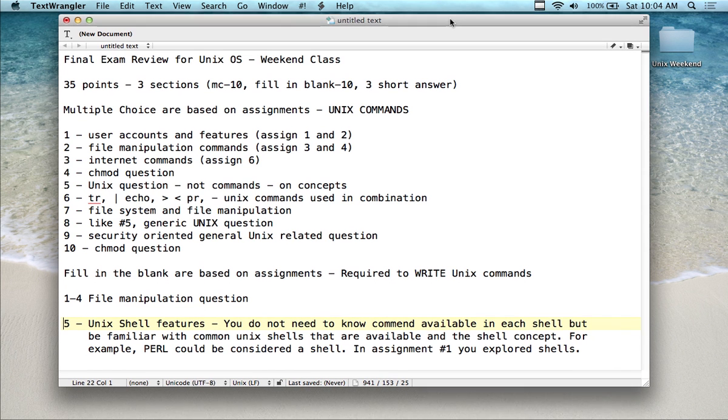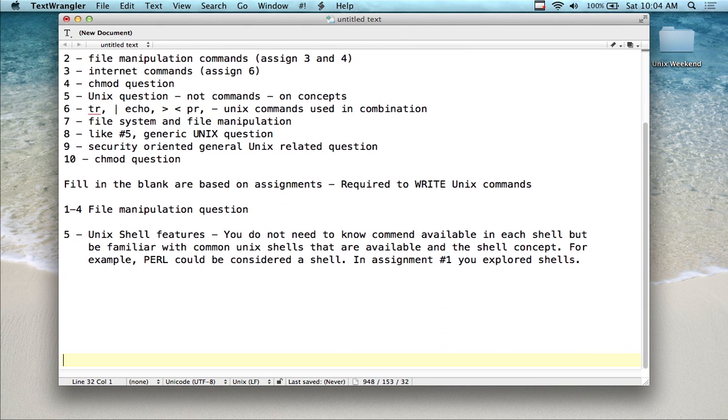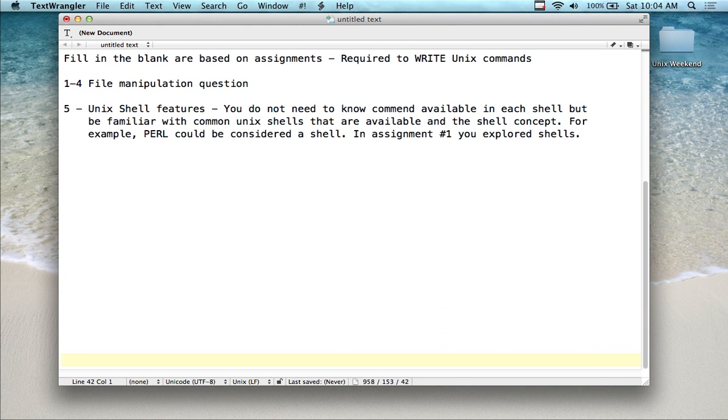Let me move this up the page a little bit. Oops, here we'll do it this way. For those people in the back who can't see, I moved it up the page a little bit. Shells.